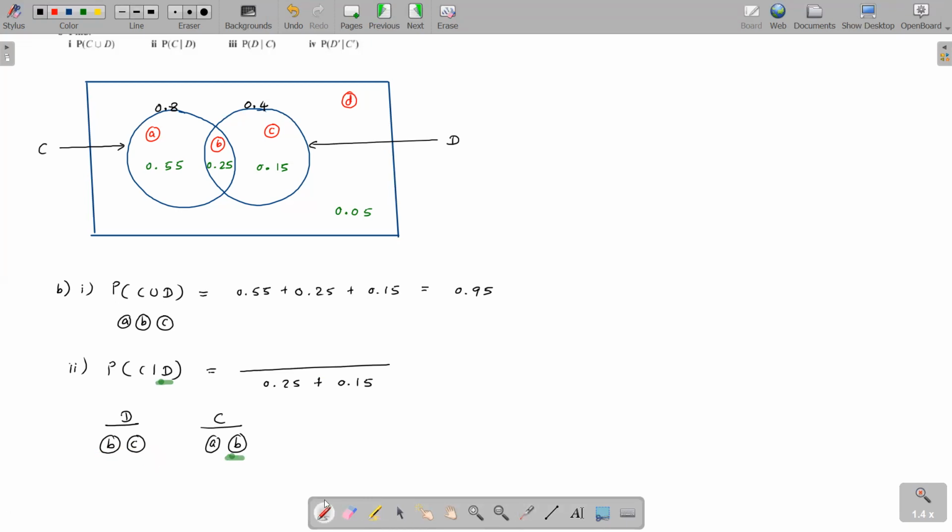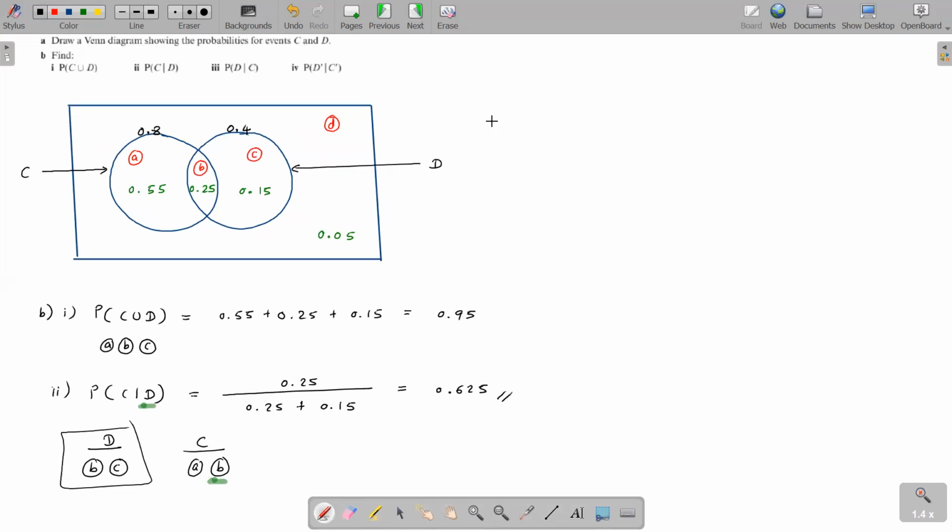This is the given set. Okay, so D is the given set. So from the given set, the probability of C includes region B, which belongs to both of them. So region B is what comes on top. That's 0.25. So what's the answer? The answer is 0.625. Yeah, 0.625. All right. Okay, so let's move to the next one. Roman number 3.